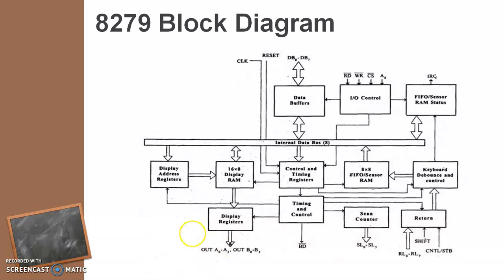And you can select any one display device which you want by using your scan lines. If you pass them to a 4 to 16 decoder, then you can fix which one of the 16 outputs has to be selected. This is being driven by your 16 by 8 display RAM. The processor will, through a program, write what characters are to be displayed here, and this goes to the display register. Here the timing and control register take care of your refreshing time.